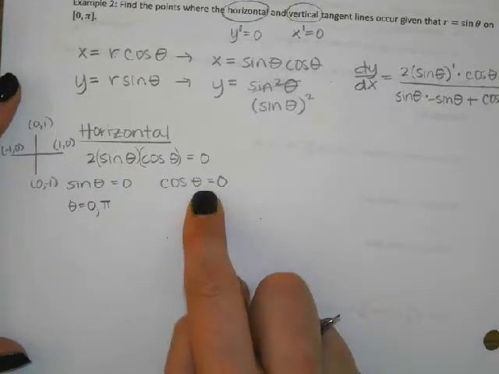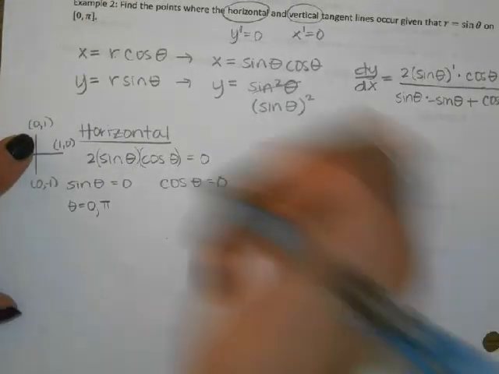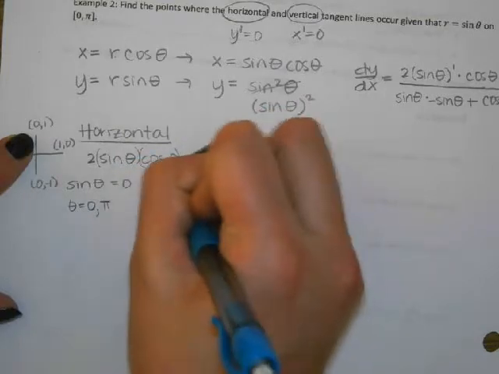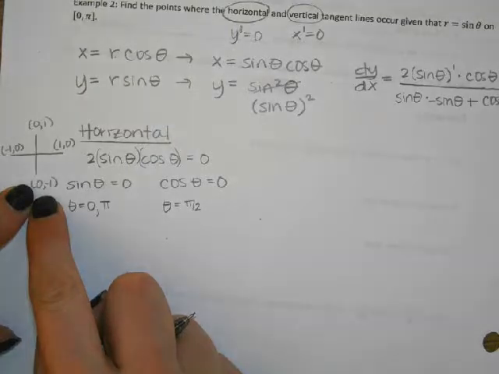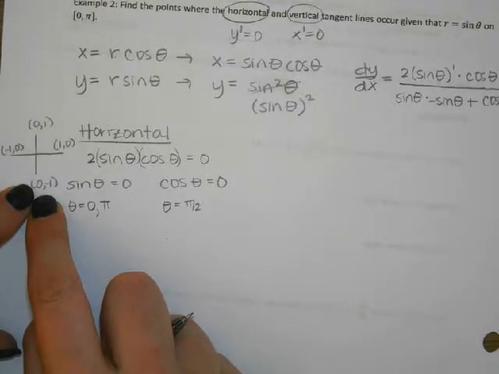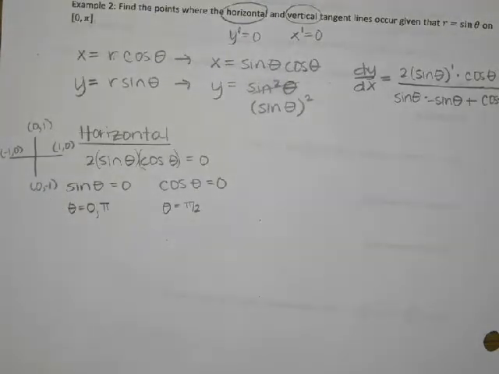And then the x coordinate equals 0 up here at pi halves, and down here at 3 pi halves, but I am not going to write 3 pi halves. Why not? It's not on the interval. So there are potentially 3 points where we have a horizontal tangent line.